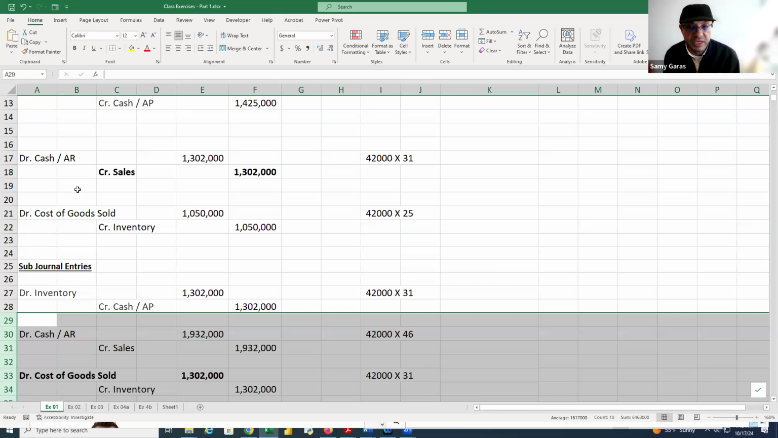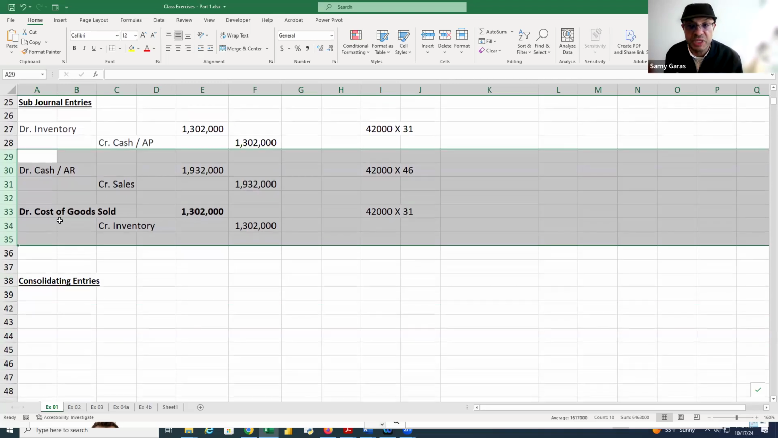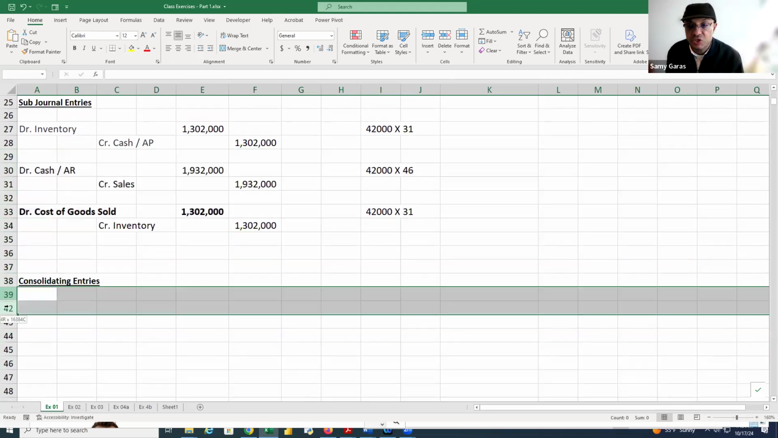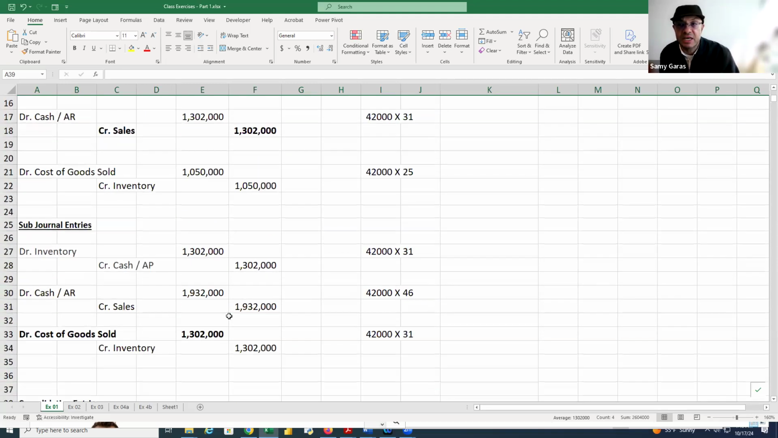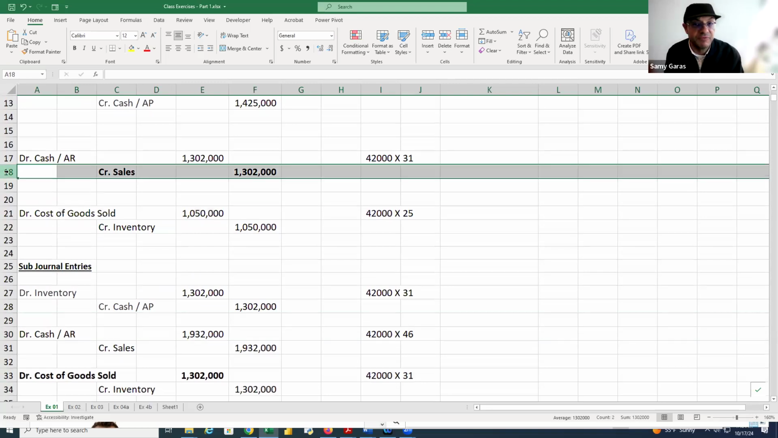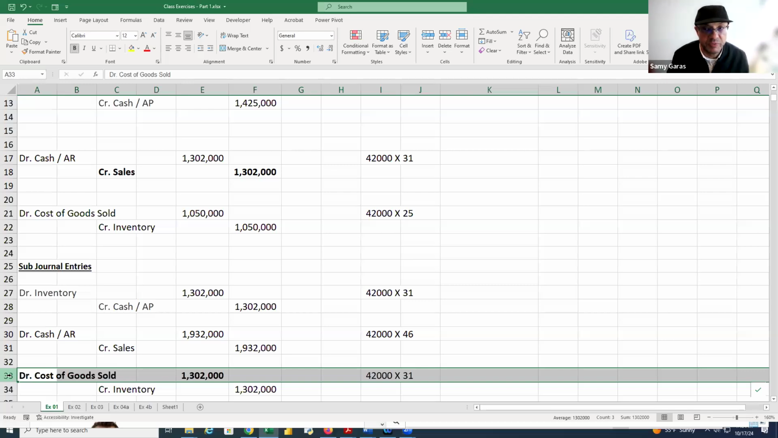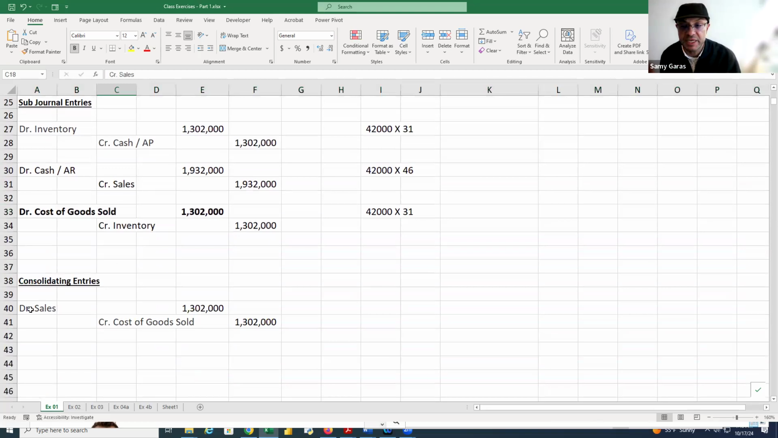So now we finished everything, and we need to do the consolidating entry between the parent and the subsidiary. Here we need to close off the sales and the cost of goods sold. How do we close it off? Here we can see that the company made sales of 1,302 and cost of goods sold of 1,302. These intercompany accounts need to be closed. So if the sales is a credit, when I close it, I make it a debit. When the cost of goods sold is a debit, I make it a credit. And this would be the answer for the first exercise.